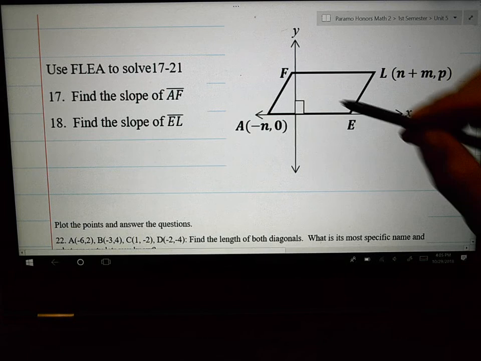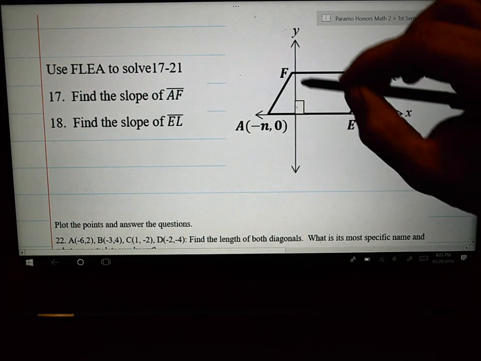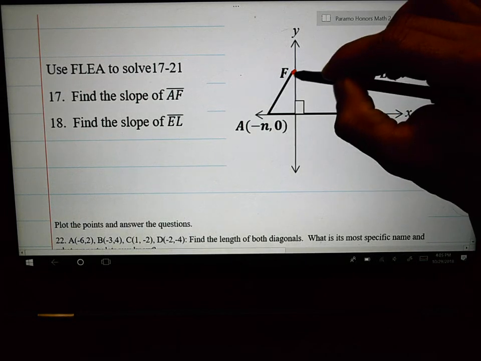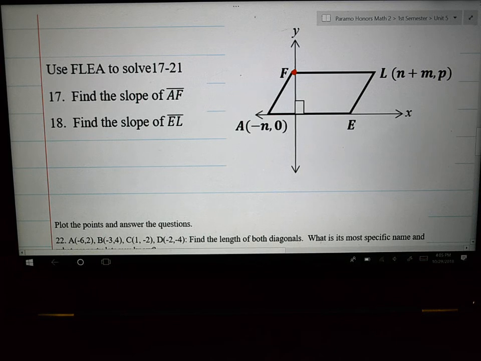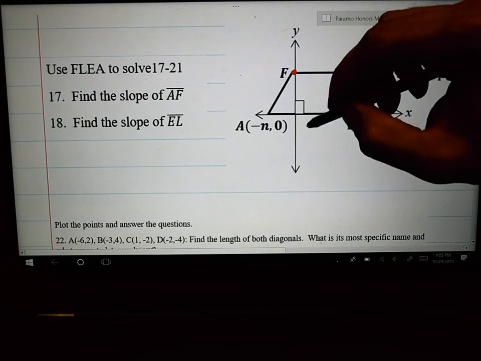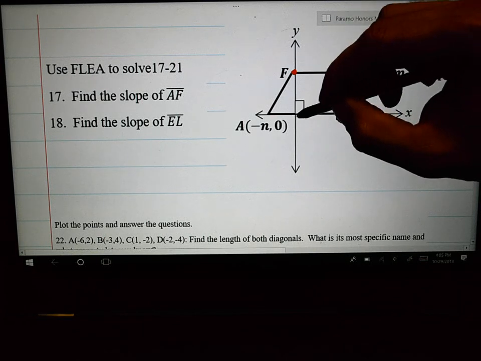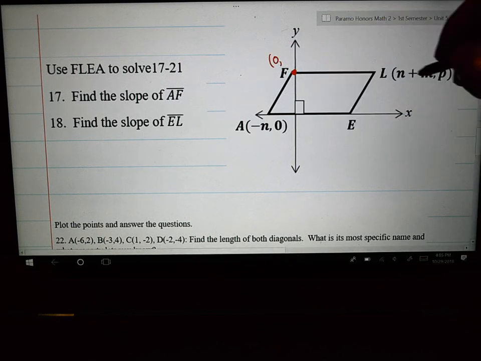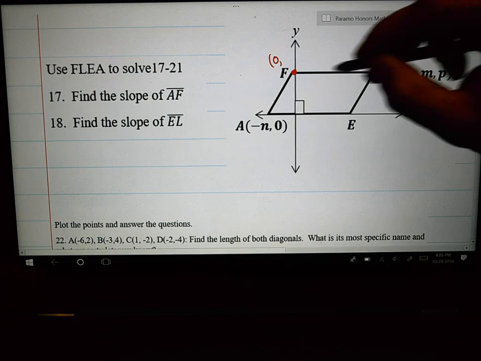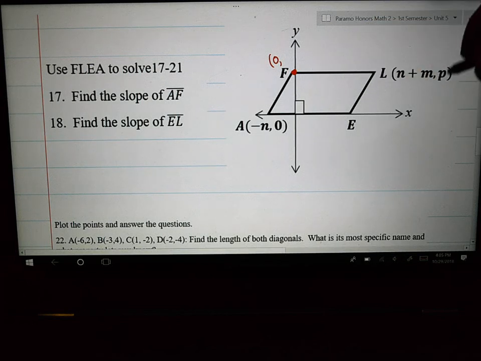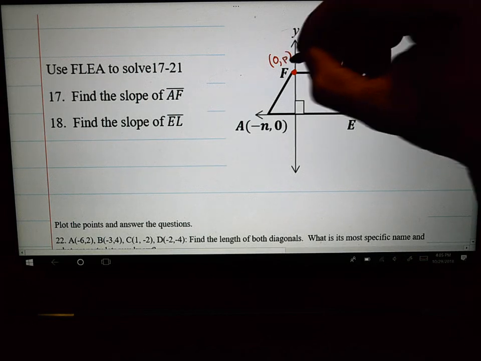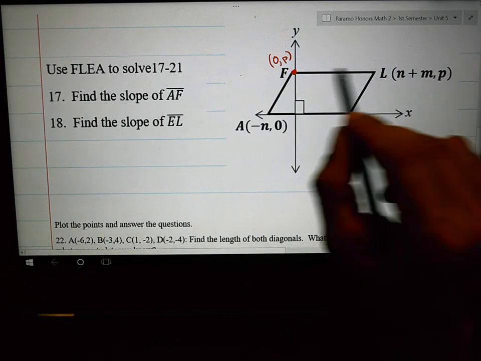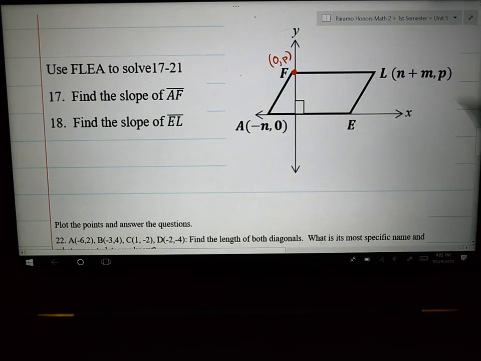Since this is supposed to be right here on the axis, and I go left 0, right 0, this first coordinate must be 0. And I'm going up, let me get a hint. I went up how many units? It went up this many units, P units. I have to use other coordinates to see what their y or vertical distances are. I went up P units.